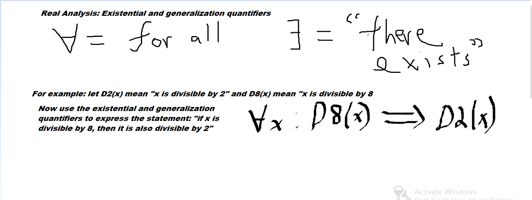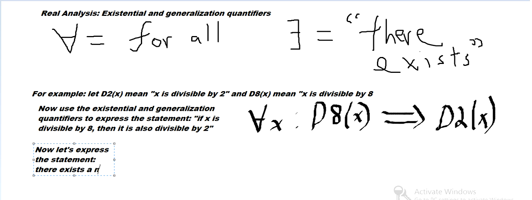So we can write that even in a way a computer could read. A computer couldn't read this English: if x is divisible by 8, then it's divisible by 2. But we could train a computer to read, or program a computer to understand this sentence. So for all x, if x is divisible by 8, then x is divisible by 2. So we just use the generalization there. Now let's express this statement.